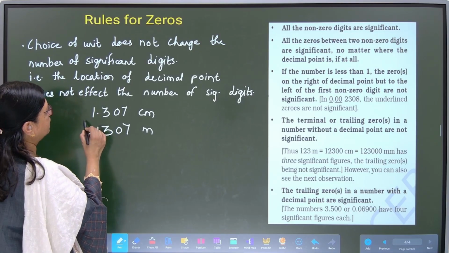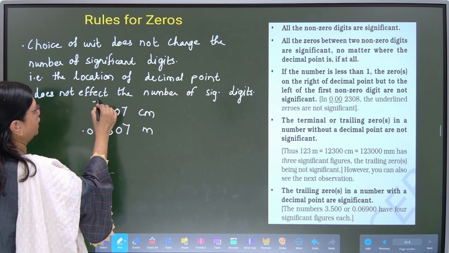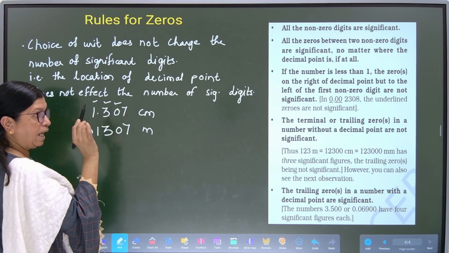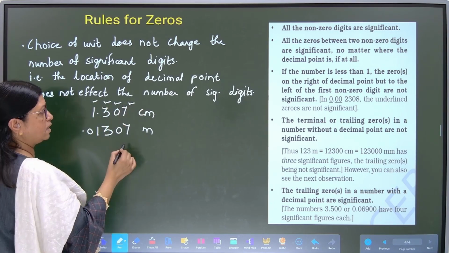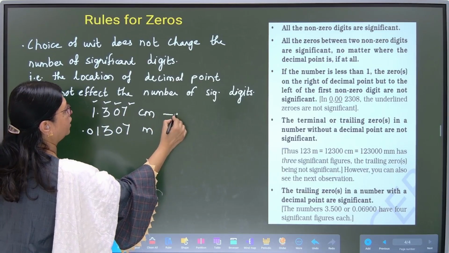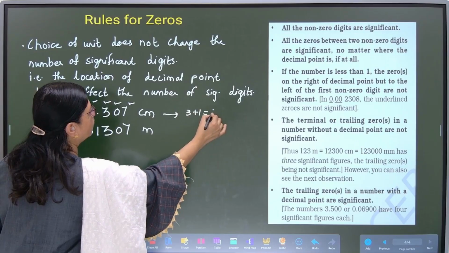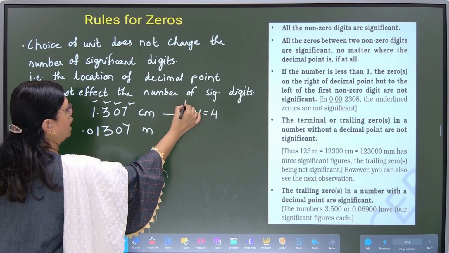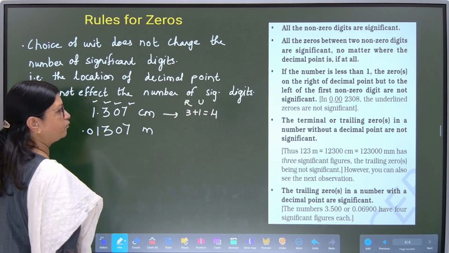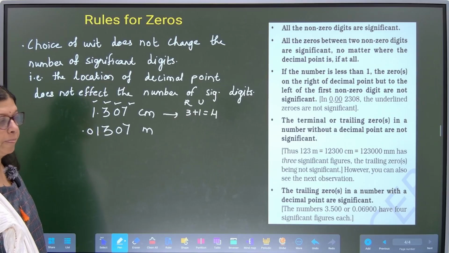Here, what are the significant numbers? 1, 2, 3 are reliable and the last one is uncertain. So, the total number of significant numbers is 3 plus 1, which is equal to 4, where 3 are reliable and one of the digits is uncertain.